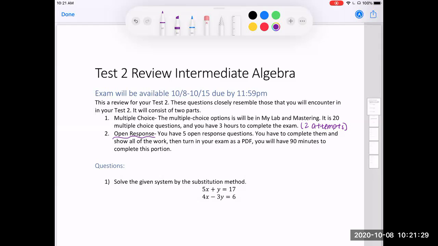And then once you're done, you upload all of your work as a PDF file and you have 90 minutes to complete this portion. So my thought process is that you have an hour to complete the questions and then I give you half an hour to upload them.